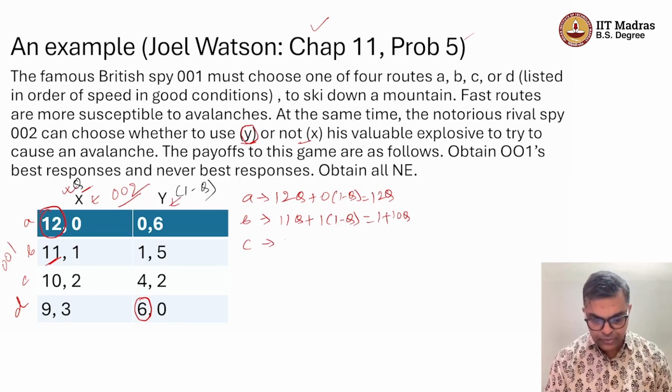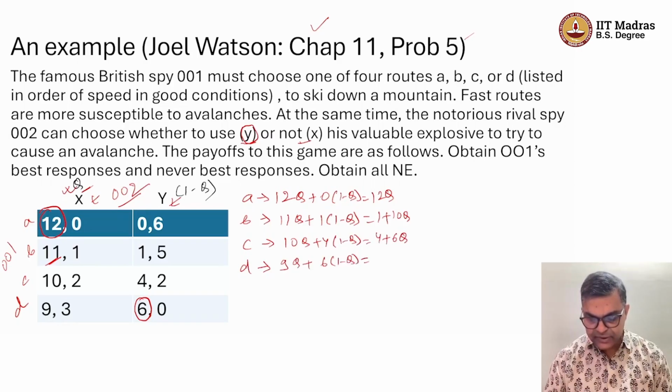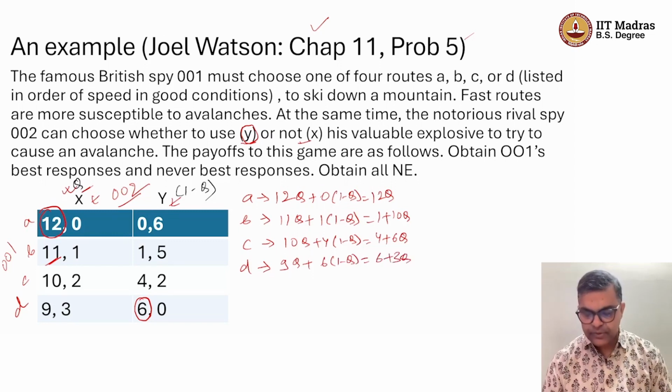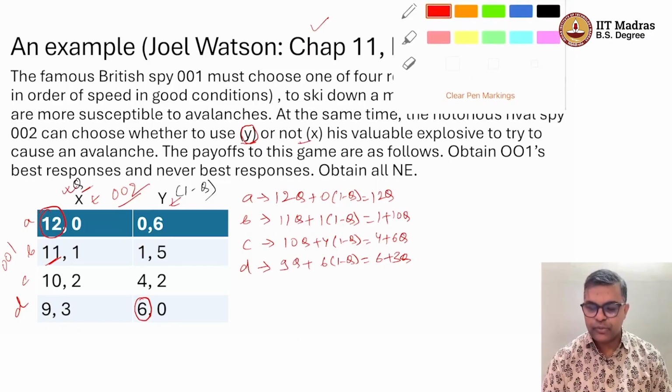C is going to be 10Q plus 4 times 1 minus Q. This is going to be 4 plus 6Q. And D is going to be 9Q plus 6 multiplied by 1 minus Q, and this is going to be 6 plus 3Q. It's difficult to compare them. So what is the best way to go about it?